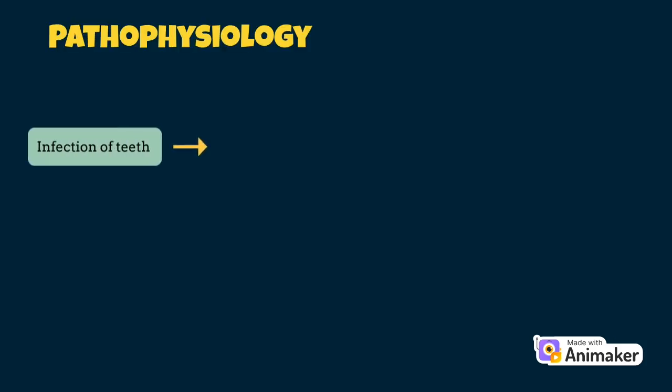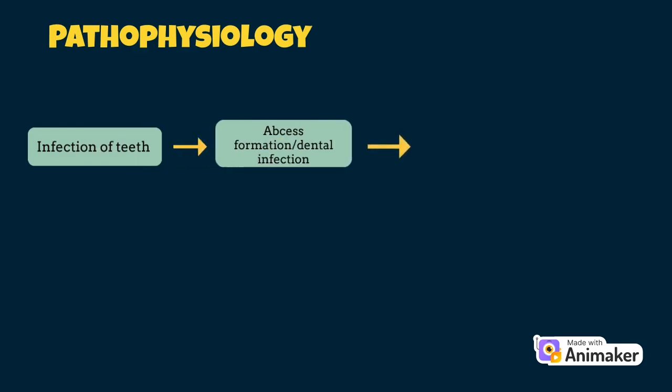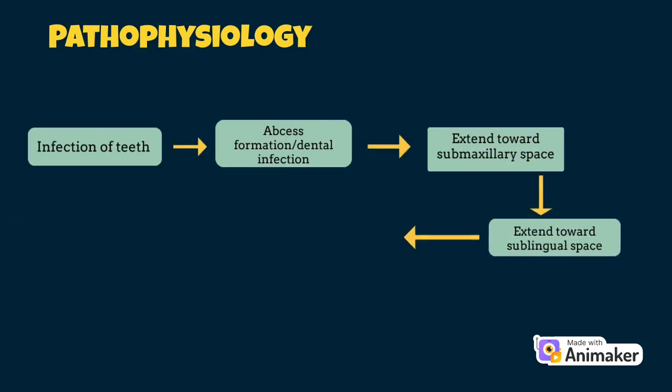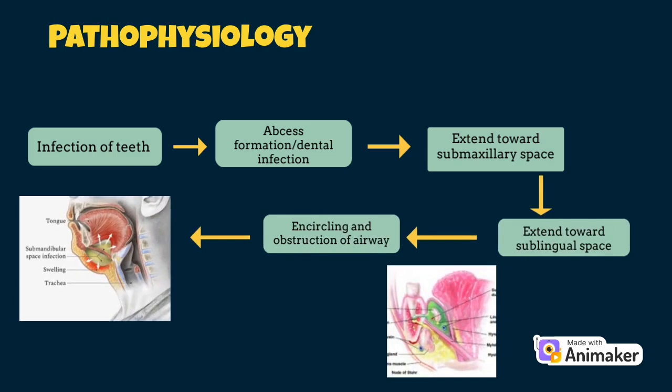Moving on to the pathophysiology, Ludwig angina happens when there is infection of the teeth, particularly the second and third mandibular molars, which later form an abscess. The dental infection can extend towards the submaxillary space and the sublingual space, which can encircle and cause obstruction to the airway.